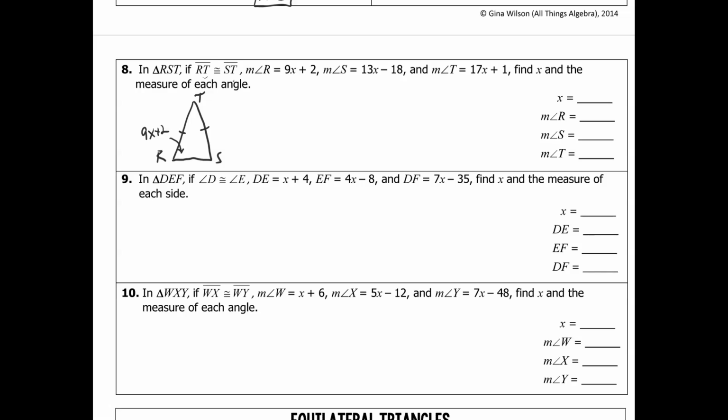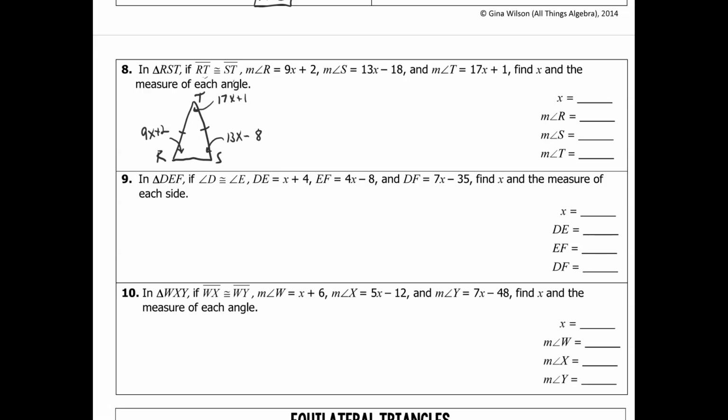Angle S is 13x minus 8. So put a little arrow in there, and that's 13x minus 8. Now, angle T, I'm also given angle T, and that's 17x plus 1. Right up there, 17x plus 1.